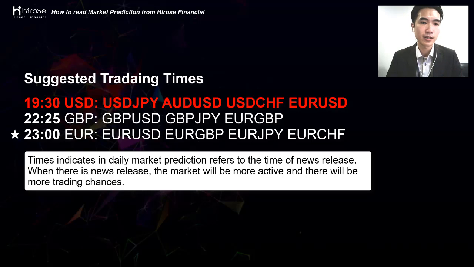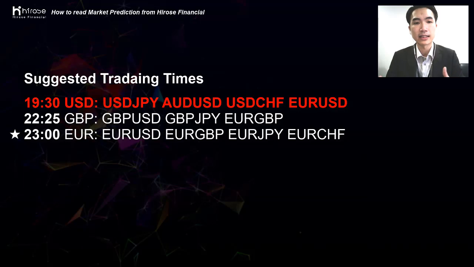At first we will see a time, that's the time of a news release, and following that is going to be a currency. That currency, for example, in here is the US dollar. That means you should look at all US dollar pairs, which is the following information. On our binary option platform, you will see all these types of US pairs. At this time, take a look at these pairs to spot better trading chances.